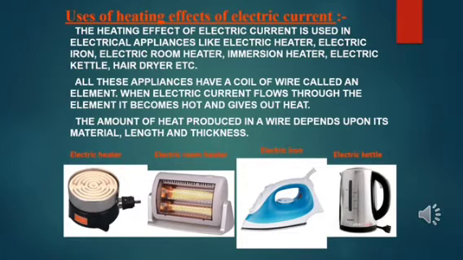The amount of heat that is produced in a wire depends upon the type of the material, the length of the wire, and the thickness of the wire. Have you followed? So more heat is produced depending upon the material, depending upon the length, and the thickness. The amount of heat is dependent on these three things.